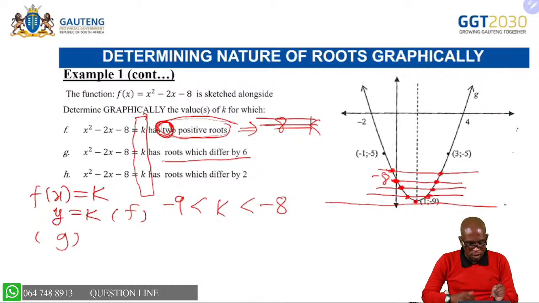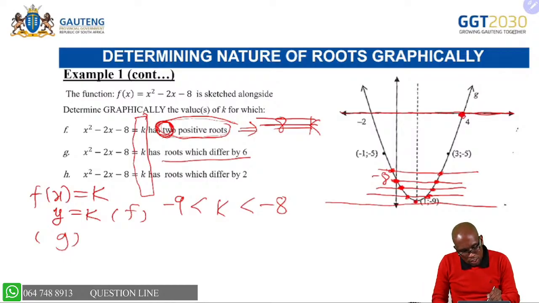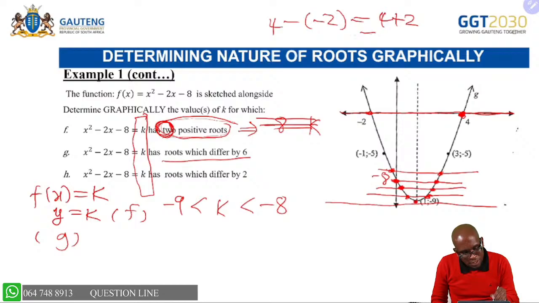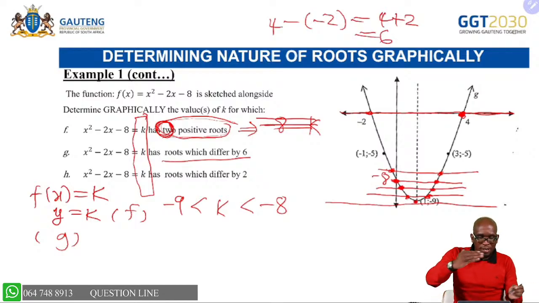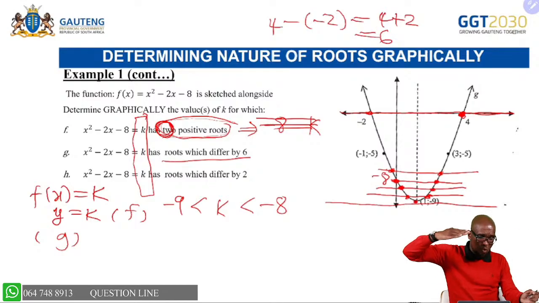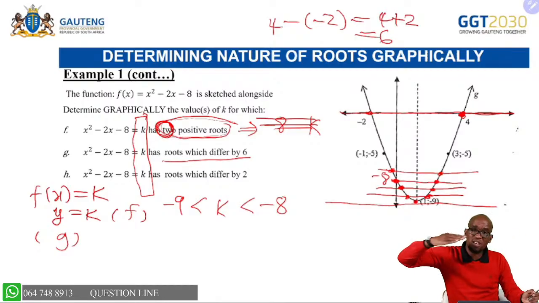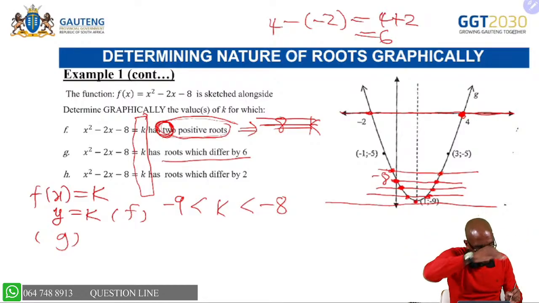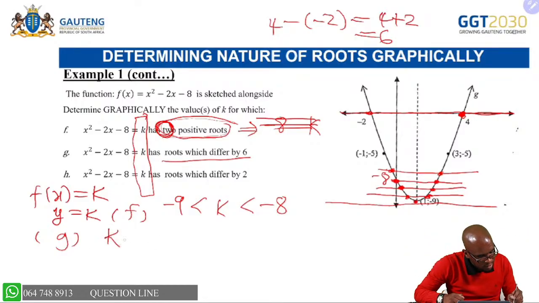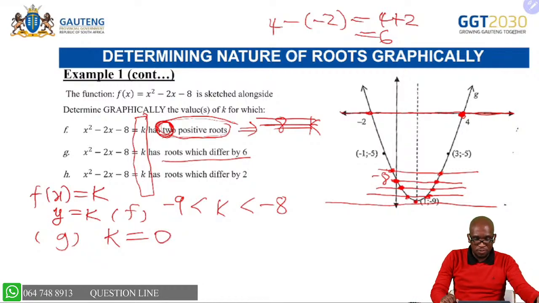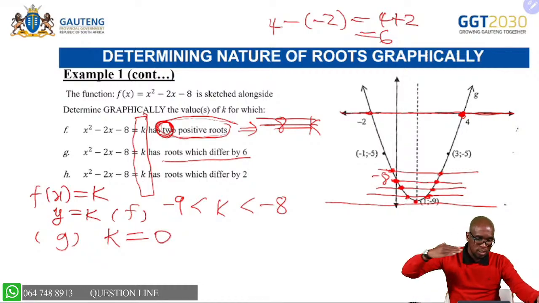Now, if you check on the x-axis, if I put my line here, what is the difference between these roots? It's 4 minus minus 2. This is 4 plus 2, which equals 6. So these roots differ by 6 when I'm at the x-axis. What is the value of y at the x-axis? The value of y in this case is 0. That is where the roots differ by 6.